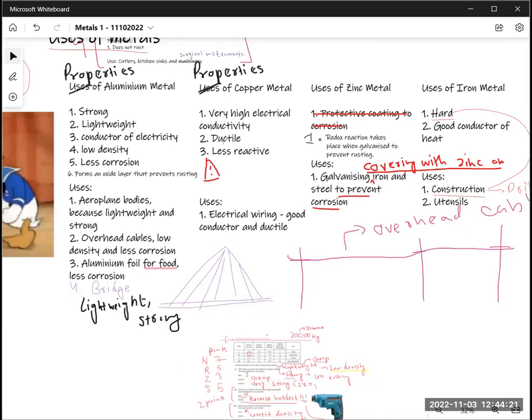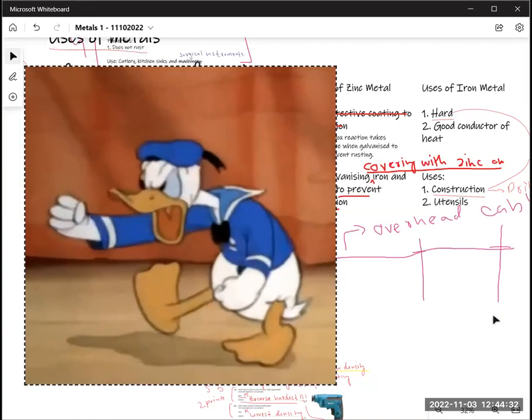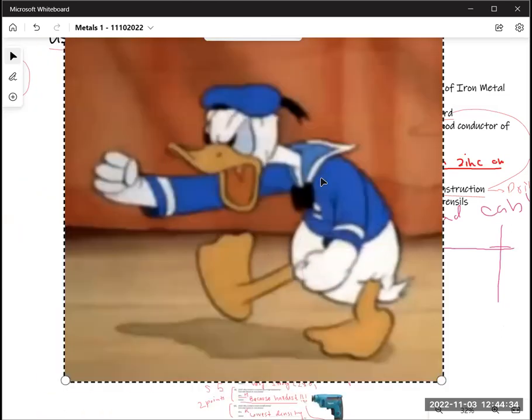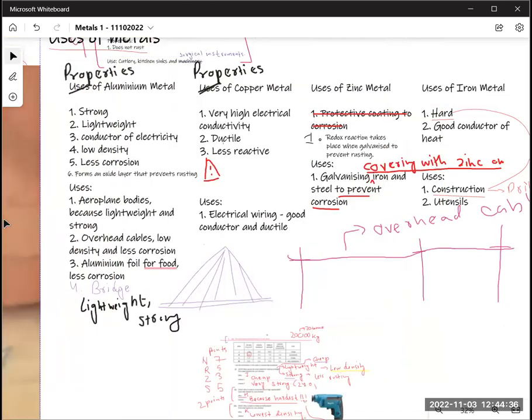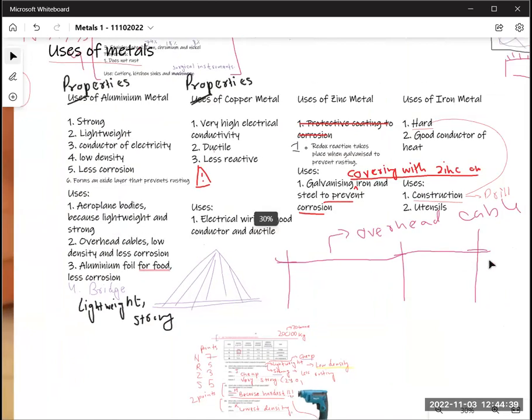What does ductile mean? We just did it. It is the ability to be formed into wires. Does that make sense? No? Well, not this guy. That's a duck. Not that guy. This guy, the one which we saw earlier.